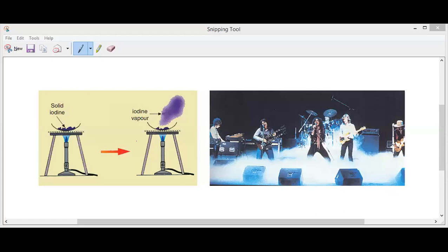Solid. The state of iodine? Solid state. Now, you can see this picture, all of you. So here, what are they doing, guys? Everyone notice it and tell me what they are doing here.